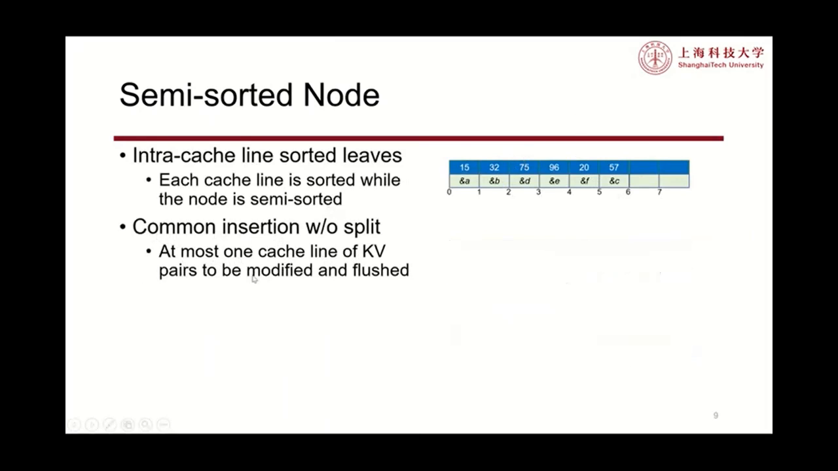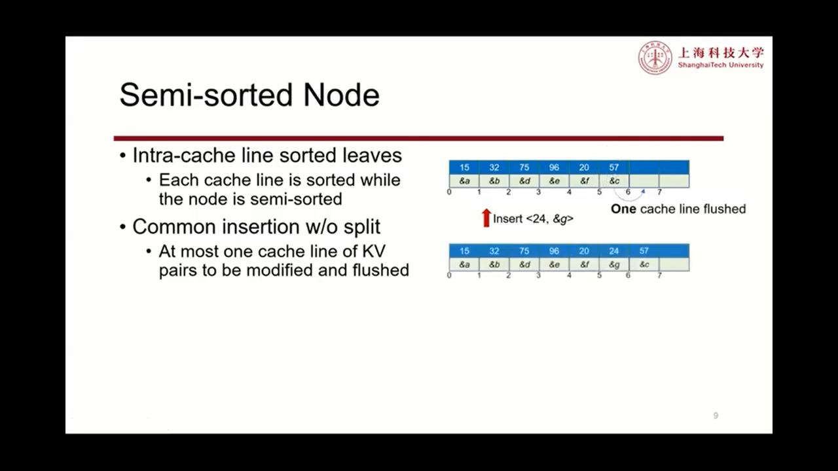How can we do that? Let's assume we will insert this new key value pair into this node. We first find a cache line that has vacancies. So we shift this key value pair, and we insert this new one. Because we only modify this one cache line, we just flush this cache line with the new key value pair. This finishes the insertion. As you can see, with just one cache line, we can finish this insertion. We just flush one cache line of key value pairs.